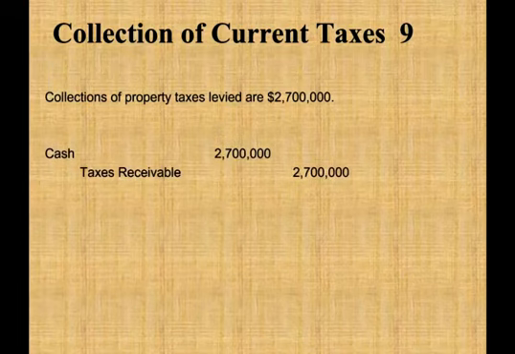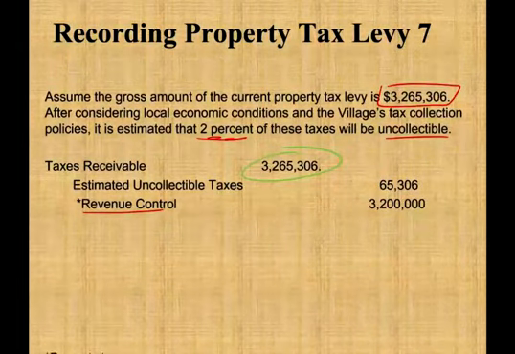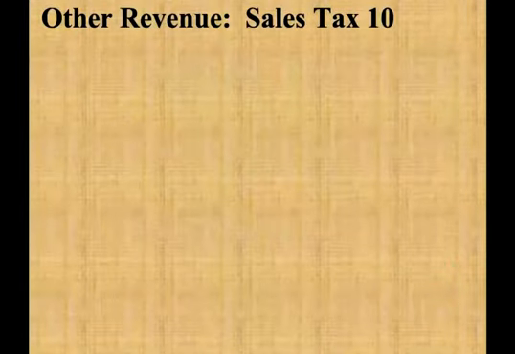So what are we collecting here? Let me just show you. We are collecting the taxes that we estimated. Remember, we estimated 3,265,306, and we collected of this 2.7 million. This is what we did in this entry, which is good. We're collecting our taxes. Okay.